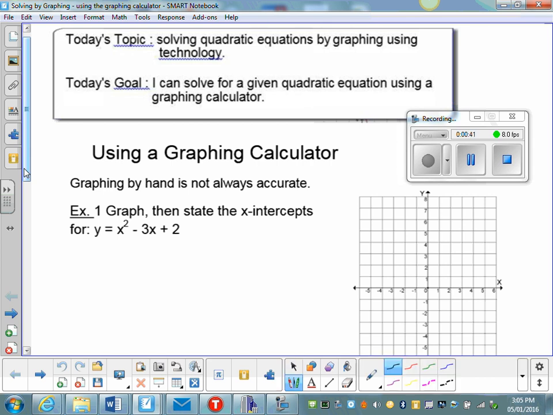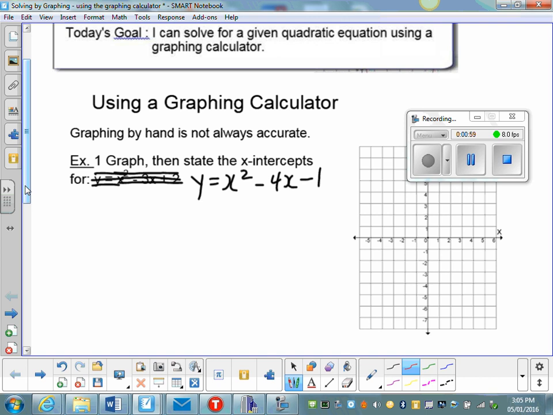So we're going to start by doing this question by graphing it by hand, and I'm actually going to change this equation to y equals x squared minus 4x minus 1. So this is in standard form. Remember, in standard form we have an a value, a b value, and a c value. So a is the number in front of x squared, b is the number in front of x, and c is the constant that doesn't have a variable with it.